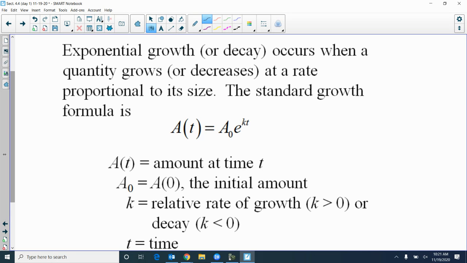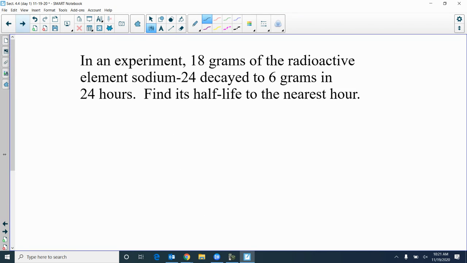All right, this is your exponential growth formula. We've had this before. K is your rate of growth, rate of decay. T is the time. All right, so take a look at this case here. In an experiment, 18 grams of the radioactive element sodium 24 decayed to 6 grams in 24 hours. Find its half-life to the nearest hour. Well, half-life means, when is half of it left? Okay, for that hour, or to the nearest hour in this case. All right, but we've given enough information.